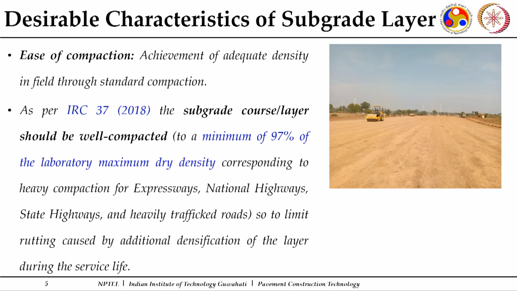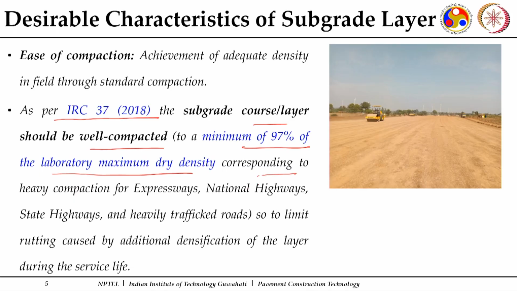So, whatever material you are using, you should be able to compact it in the field with standard compaction equipment. The flexible pavement design guidelines, IRC 37, say that the subgrade course should be well compacted to a minimum of 97% of the density achieved in the lab. When you do a laboratory evaluation of any soil to figure out its density parameters, we call them maximum dry density and optimum moisture content, or its strength in terms of California bearing ratio. So, 97% of the maximum density achievable in the lab should be achieved in the field also.